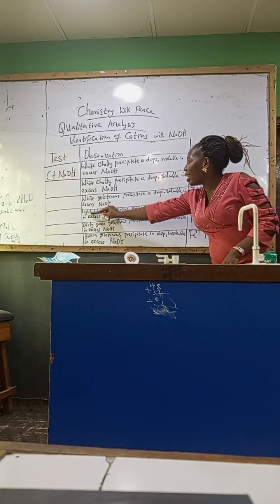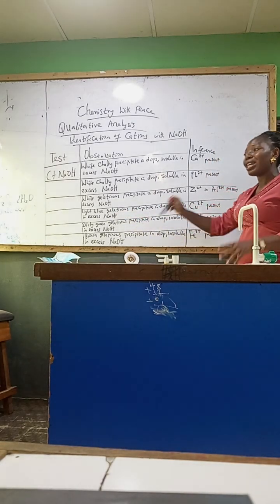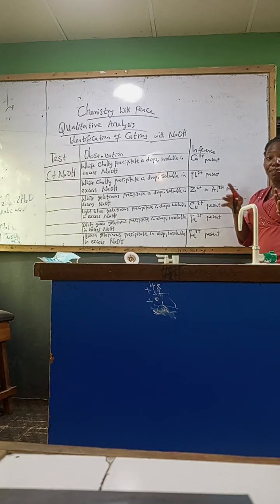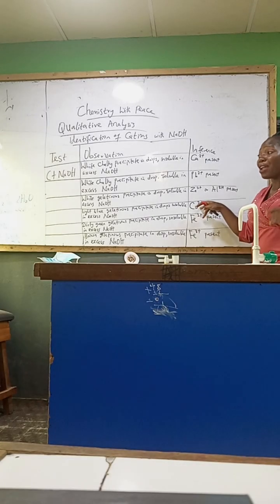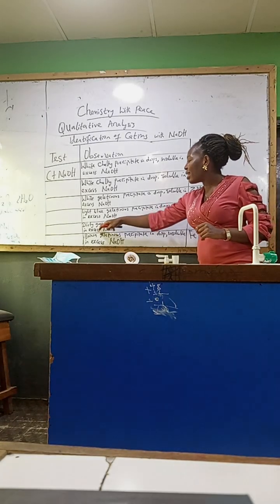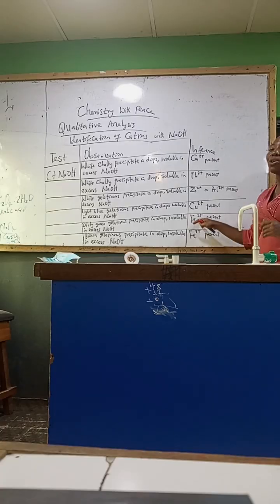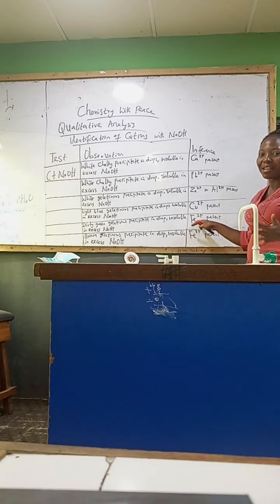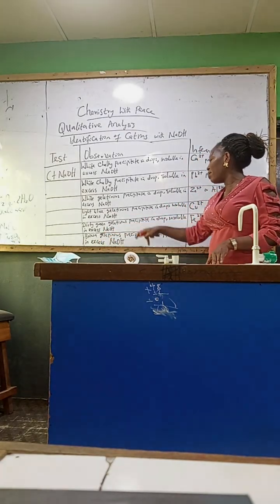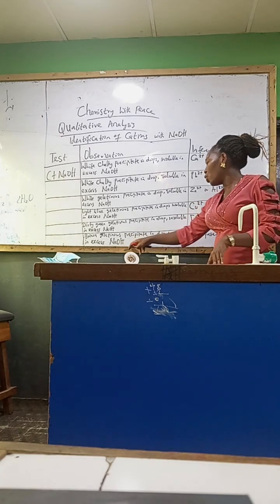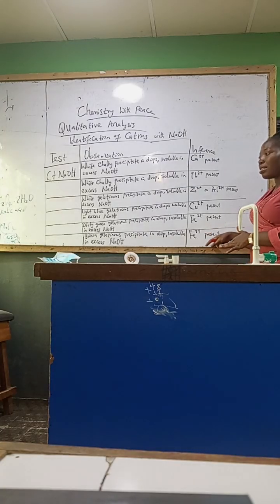Then, when you get light blue gelatinous precipitate in drop, insoluble in excess sodium hydroxide. Once you get that light blue precipitate, then what should come to your mind? Copper 2 ion. You know that copper 2 ion is present. But when you're getting dirty green gelatinous precipitate in drop, insoluble in excess sodium hydroxide, then you know that iron 2 ion is present. But when you now get brown gelatinous precipitate in drop, insoluble in excess sodium hydroxide, what cation should come to your mind? Iron 3 ion is present.